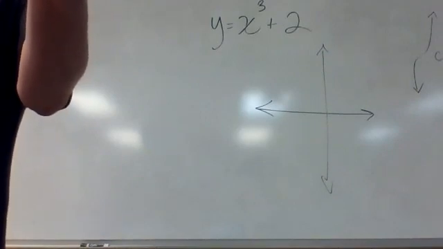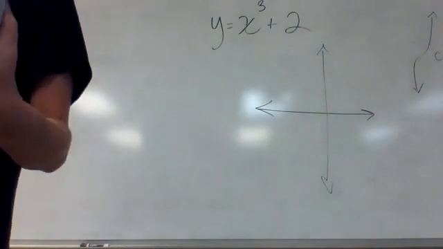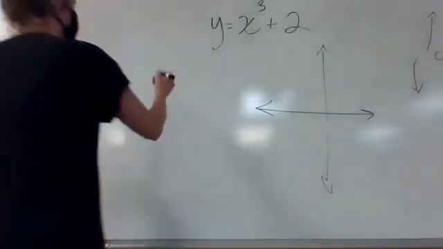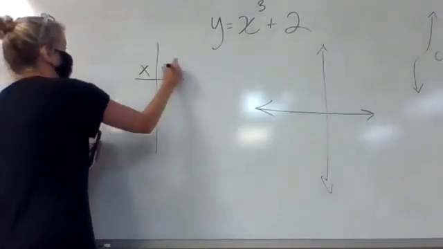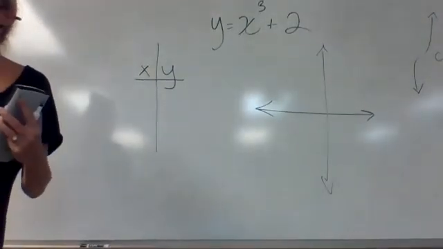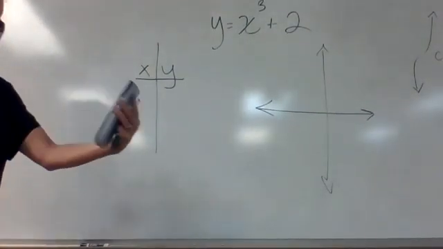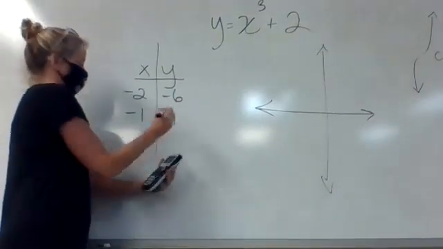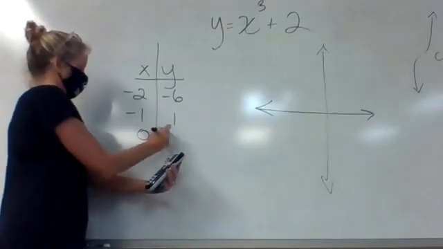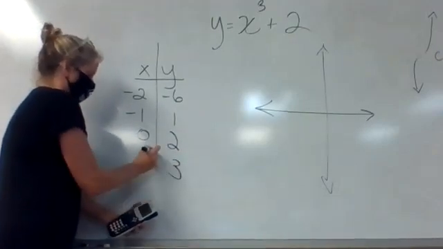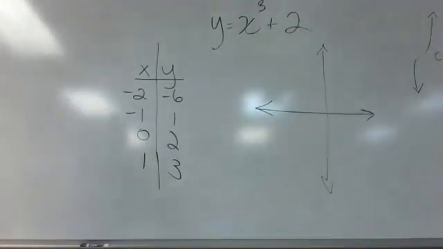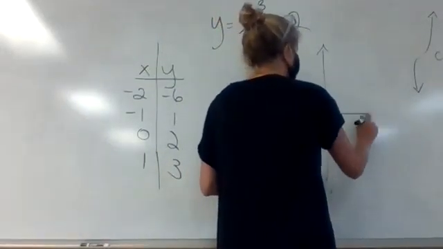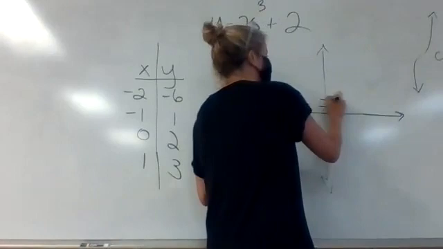Okay, so the 4 best points I think would start with your x being -2, and then 3 points after that, because if you'll notice, once you start getting away from that, it's going to give you y's that you can't plot. So -2, -6; -1, 1; 0, 2; and 1, 3.